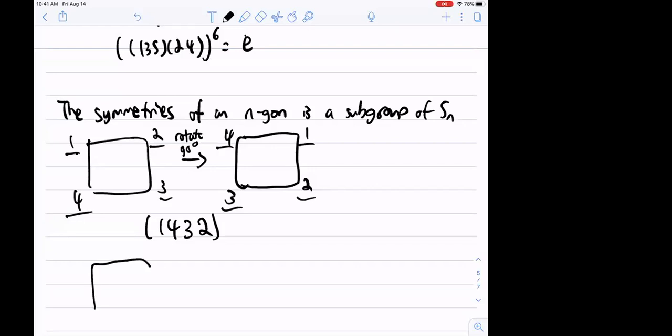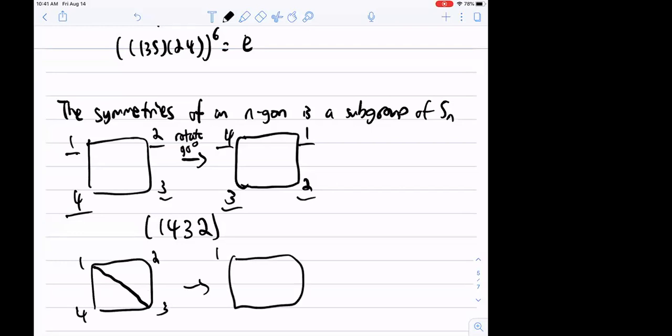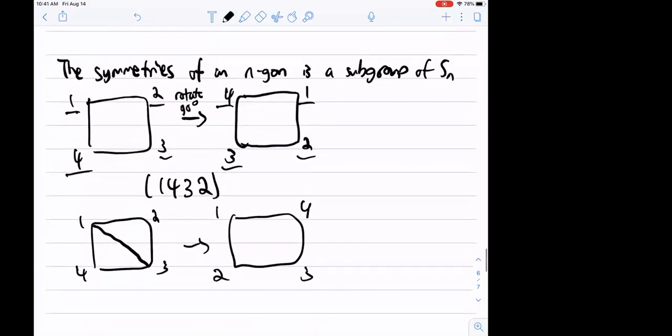I think I showed last time there's 8 of them: 4 rotations and 4 reflections. For example, if I reflect about here, I get 1, 4, 2, 3. So this is just the cycle where 1 gets fixed, 3 gets fixed, but 2 and 4 get swapped. So this is just the cycle (2 4).